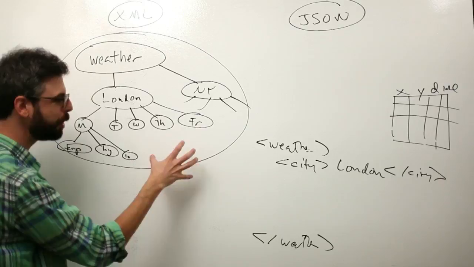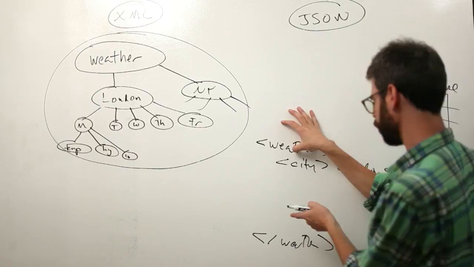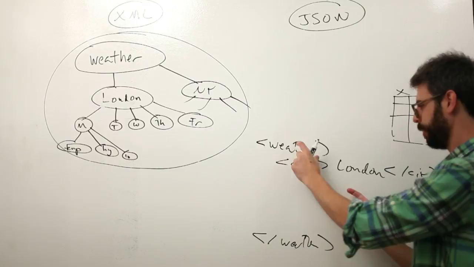So as we start to look at data online, you're going to find data like this, and it becomes detective work for you. You have to figure out, okay, weather is the root, then there's city, and I want then the Tuesday high temperature. So what is the path to that? It's the child of weather, the first child of weather, and the second child of that child, and then the high attribute.